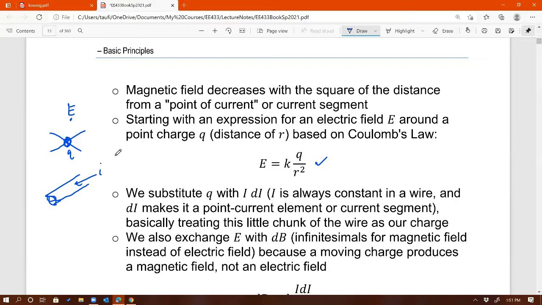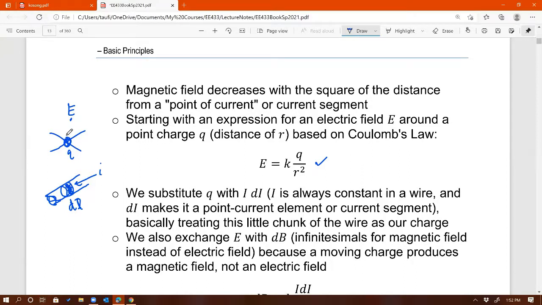So how do you replace a point charge with a current carrying conductor? Rather than having a point charge, we take a slice of this conductor, something like that. That's the first thing. The length of the slice will be dl, and then we have the current I. So therefore you have I dl for this chunk right there.